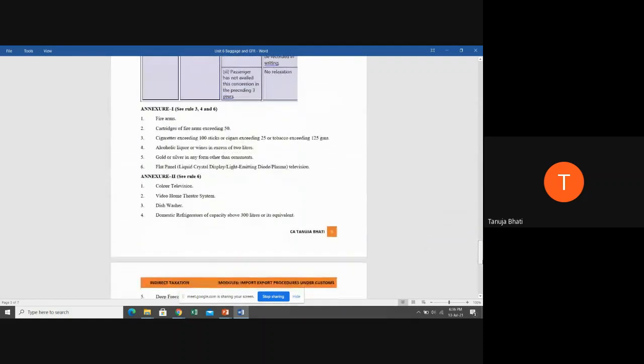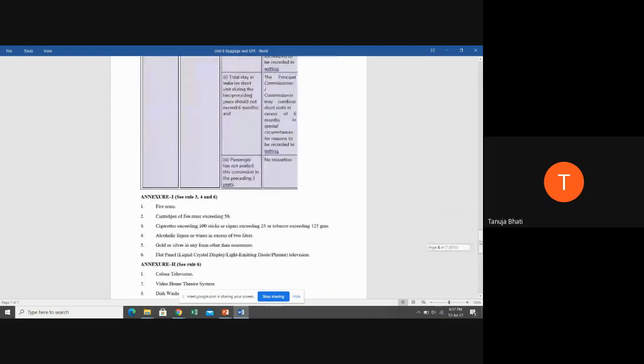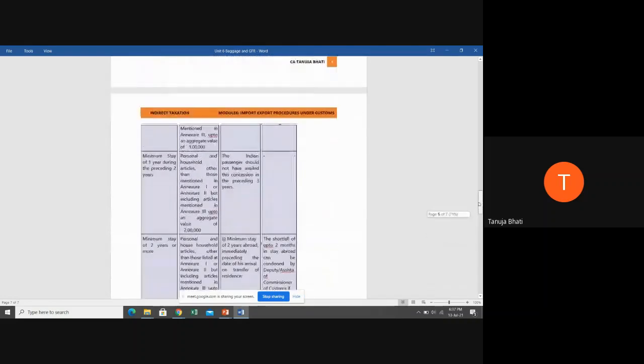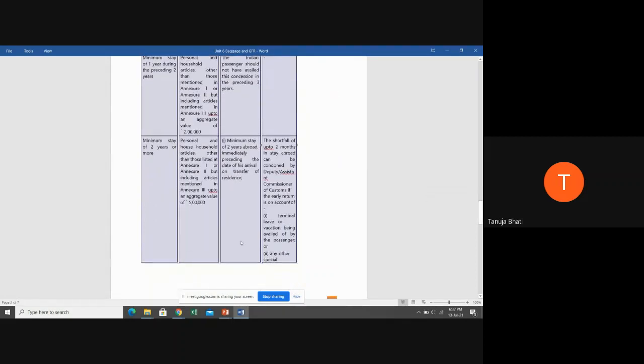So we have already seen Annexure 1, Annexure 2 and Annexure 3. Here, most frequently what will be asked in your examination is about laptops. When a particular value of a laptop is given, you first have to see the stay of that Indian passenger abroad, and based on that the general free allowance is given. Again I repeat, if he stays 3 to 6 months he will get up to 60,000 allowance without payment of customs duty. 6 months to 1 year, then up to 1 lakh without payment of customs duty. Then, if it is a minimum stay of 1 year, it will be 2 lakh rupees, and a minimum stay of 2 years or more, it will be 5 lakh rupees.